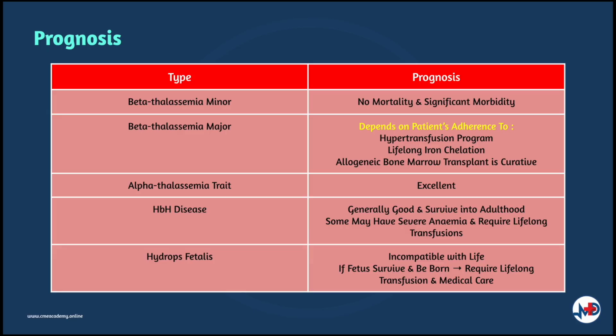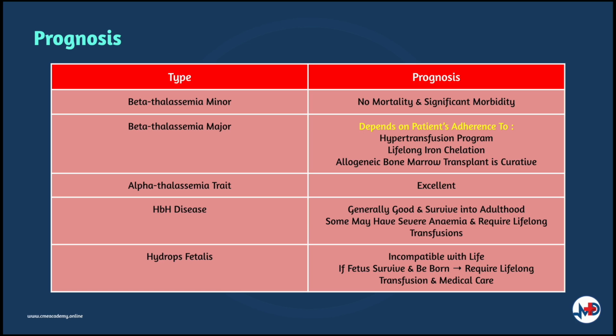Prognosis-wise, individuals with beta thalassemia, specifically thalassemia minor, would usually have mild asymptomatic microcytic anemia. However, this state does not result in mortality or significant morbidity. In the case of thalassemia major, the prognosis is highly dependent on the patient's adherence to long-term treatment programs, which would be a hypertransfusional program and lifelong iron chelation. Allogeneic bone marrow transplantation may be a curative approach. For silent carriers and individuals with alpha thalassemia trait, the prognosis is excellent.